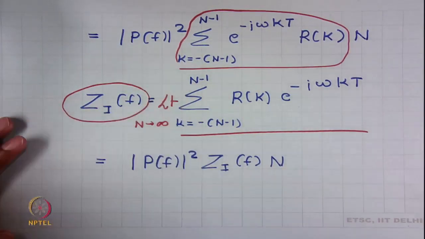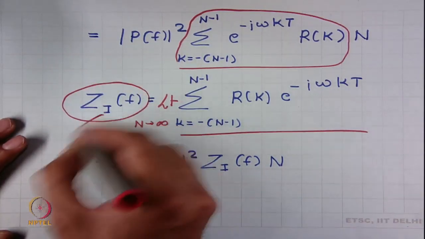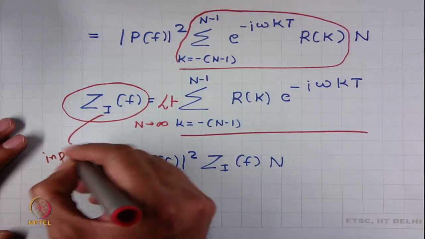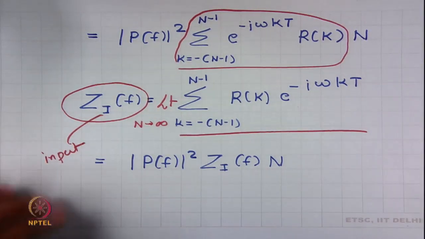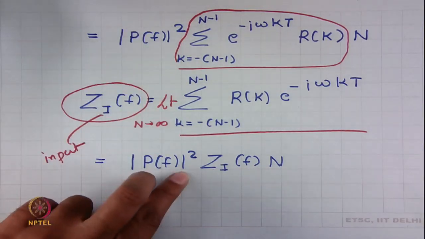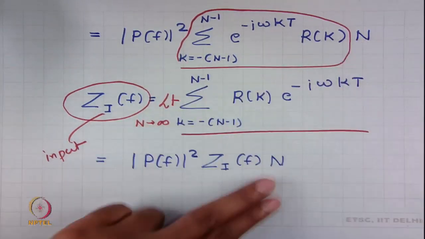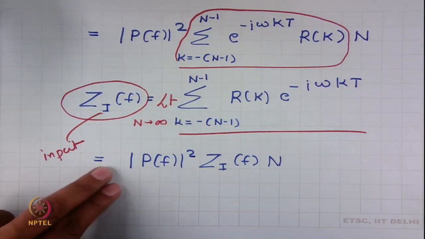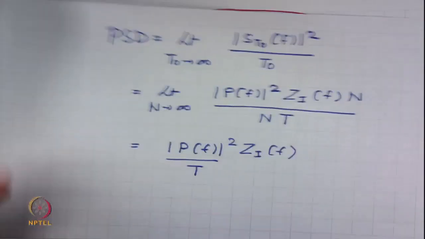Which we denote with Z I of f. So, power spectral density I represents input sequence. So, finally, after all this maths, what we get is mod p f square. This quantity we said is Z I f, and anyway we have n here. So, we got this.